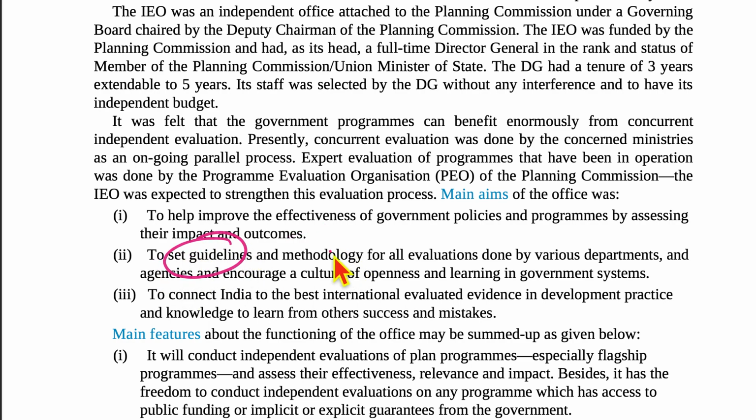To set guidelines and methodology for all evaluations done by various departments and agencies and encourage a culture of openness and learning in government systems. To connect India to best international evaluated evidence in development practice and knowledge, to learn from other successes and mistakes. The main features of the functioning of the office may be summed up as given below.